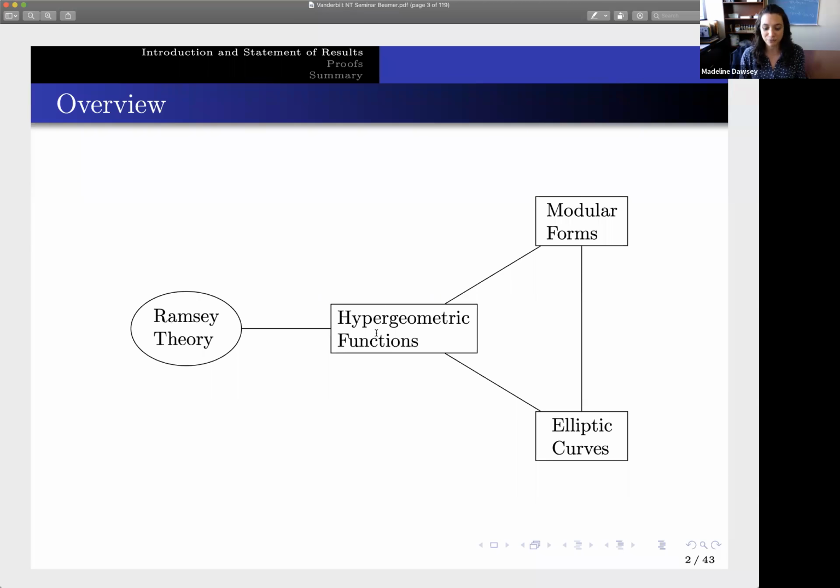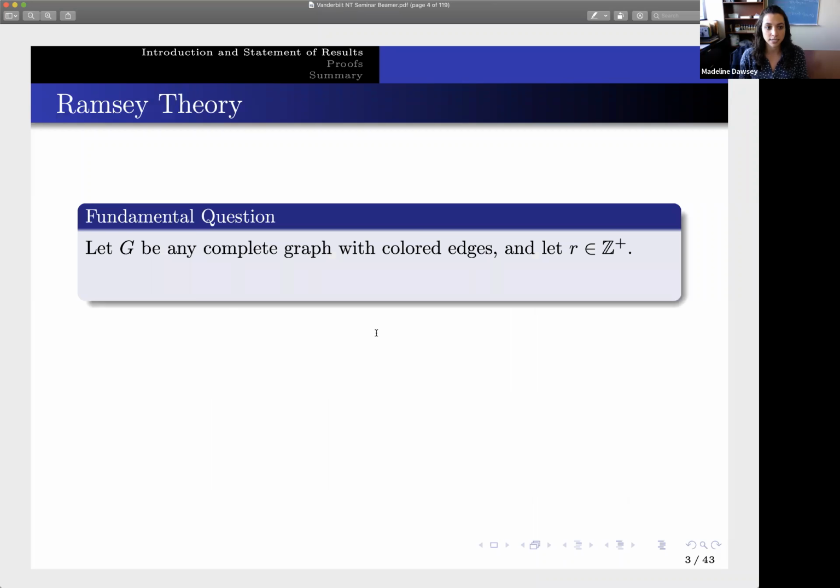So that's a brief overview of why I care about this problem that we worked on. Now let's get into what all the pieces mean. I'm going to start with Ramsey theory. This was the motivation, that Ramsey theory ties into all of those things. So what is Ramsey theory?